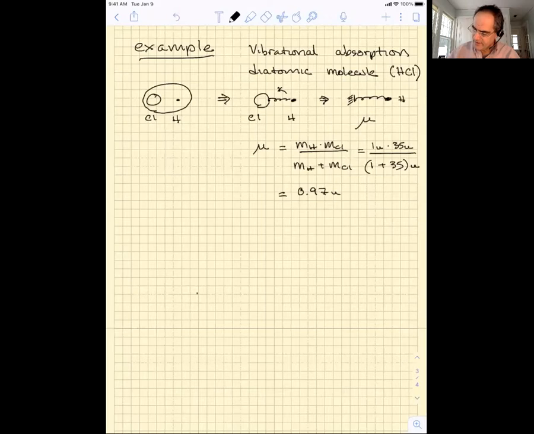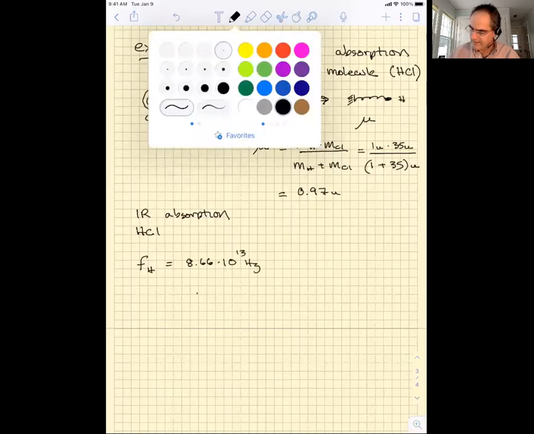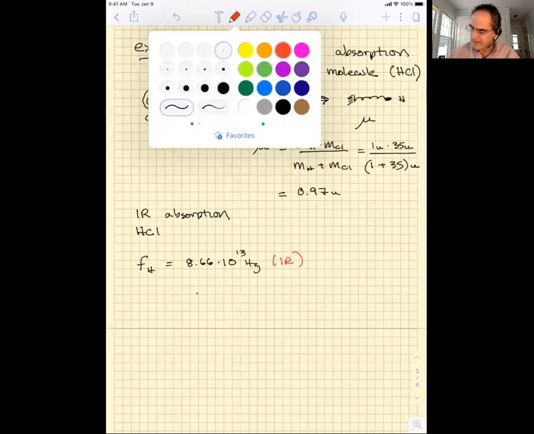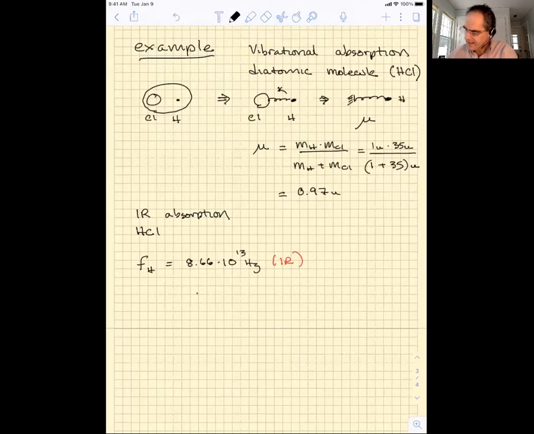Now let's take a look. If we look at an infrared absorption spectrum of HCl, we find that the main absorption line occurs at a frequency of 8.66 times 10 to the 13 hertz. This is a frequency in the infrared, something you can measure with an infrared spectrometer. And just to be clear, what we're seeing is the following.